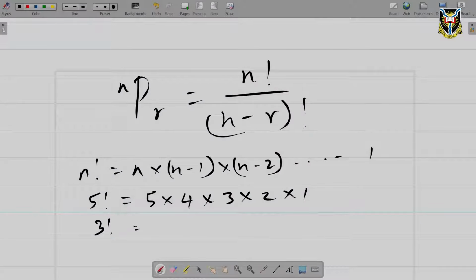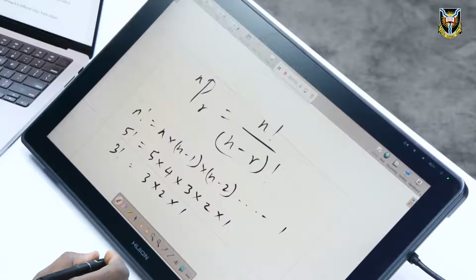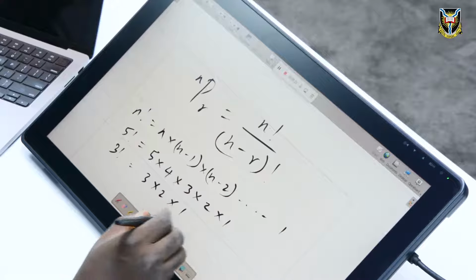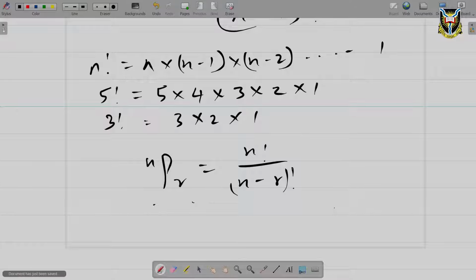So if this is 5 factorial, what will be 3 factorial? 3 factorial will be 3 times 2 times 1. Now you can see how this reduces to 1. Having said this, it is easier for us to apply our permutation formula, n factorial divided by n minus r factorial. Here we are talking about selecting from n, taking our numbers from n observations.